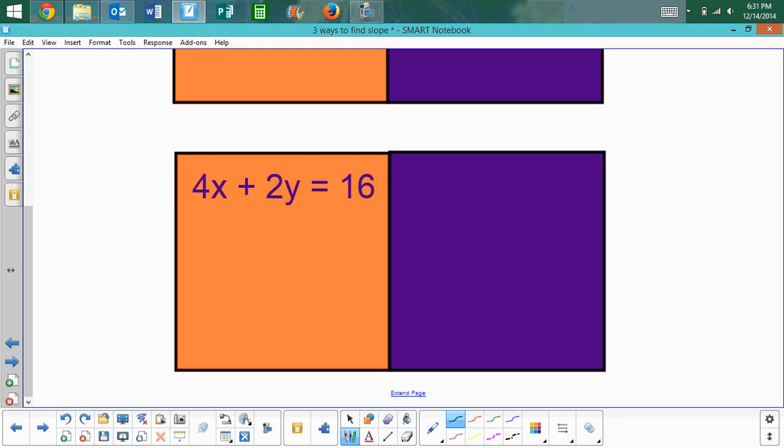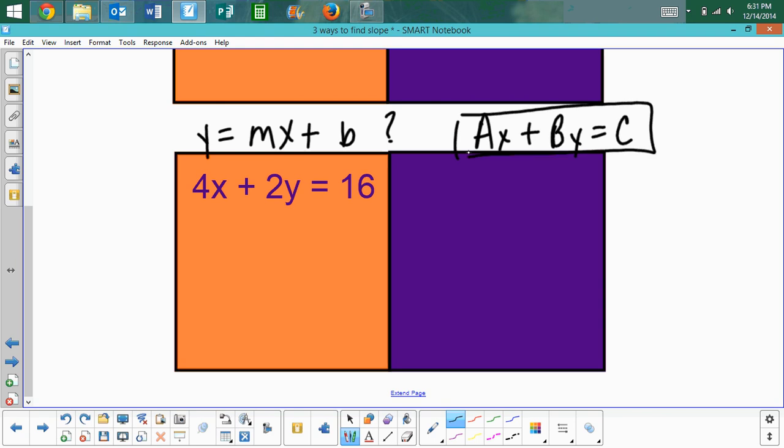This is the one I want you to pay very, very close attention to. This entire piece, does it look like y equals mx plus b? Not at all. It looks like this: ax plus by equals c. This is a special way we write equations, and it's called standard form. I want you to write that down. Standard form.